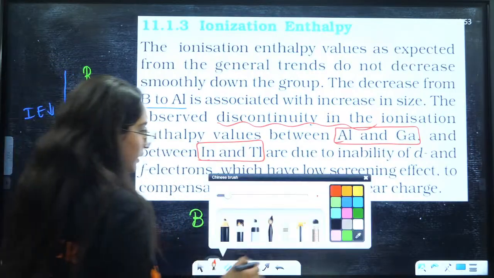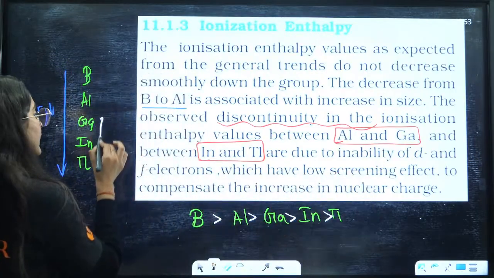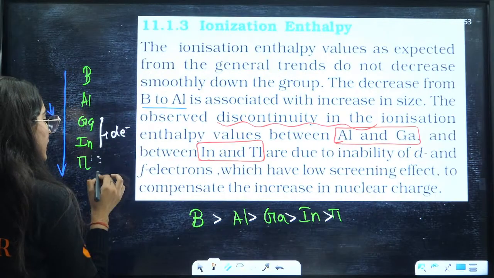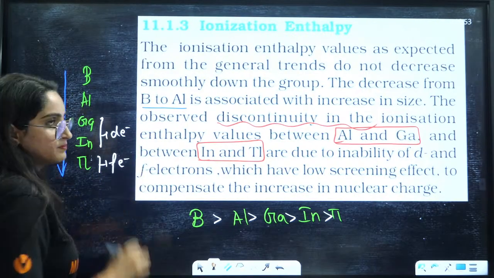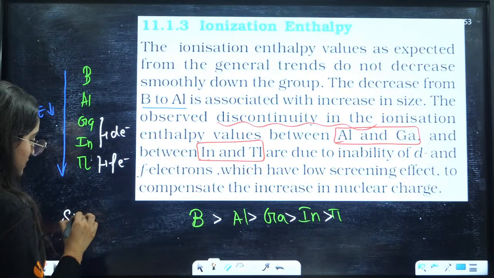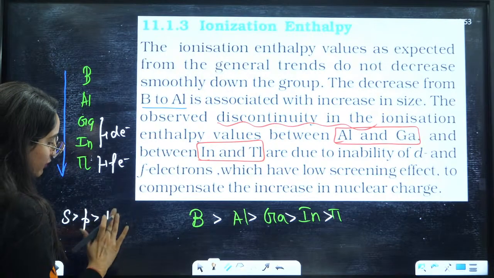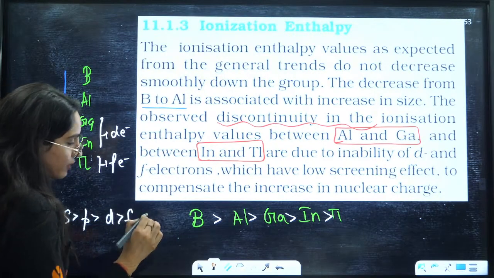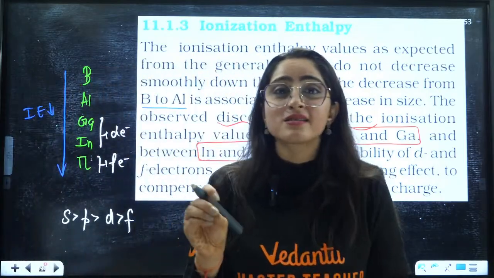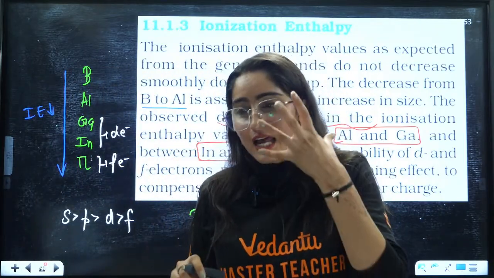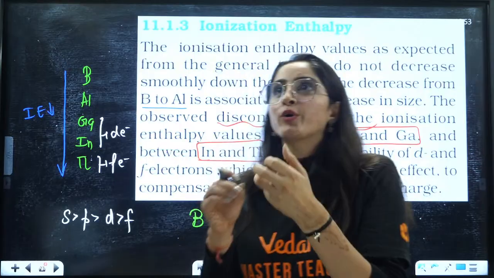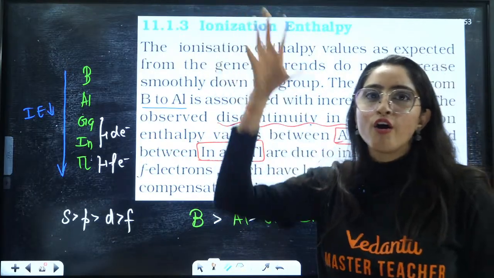So now see one thing. Here d electrons are added. Here f electrons are also added. And the shielding effect is like this: S, then P, then D, then F. That means F has the least shielding effect. It has the least tendency to protect the outermost electron from the nucleus.